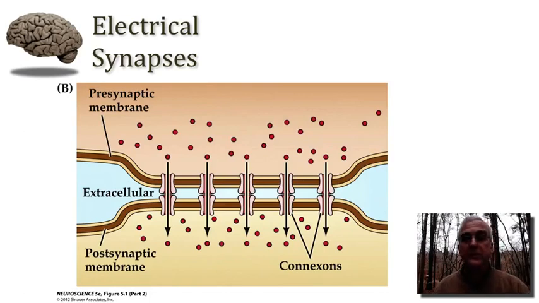Now, these kinds of electrical synapses can form as two membranes come together. They can form from one dendrite to another, from a dendrite to a soma or a cell body, or between two cell bodies, two somata.